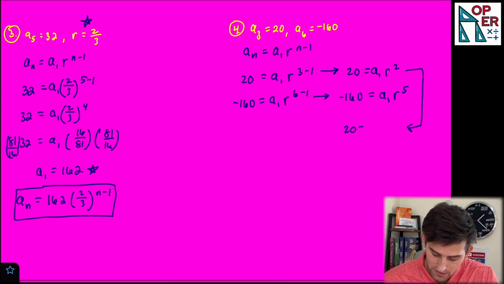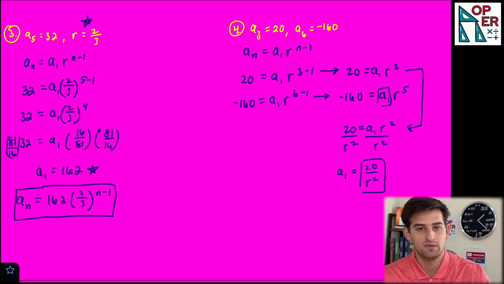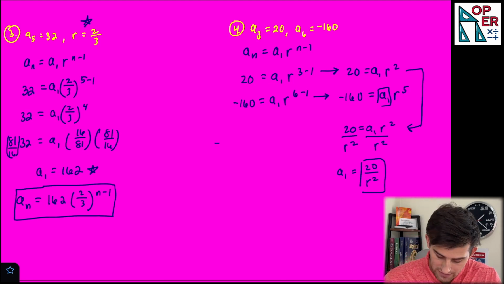So if I have 20 is equal to a sub 1 times r squared, let's divide both sides by r squared. So now we have a sub 1 is equal to 20 over r squared. And I'm going to take this expression right here and plug it in for a sub 1 into my other equation. So now I have negative 160 is equal to 20 over r squared times r to the fifth.